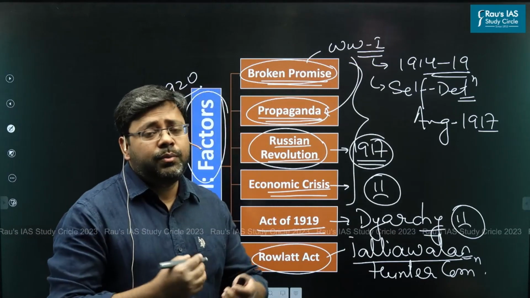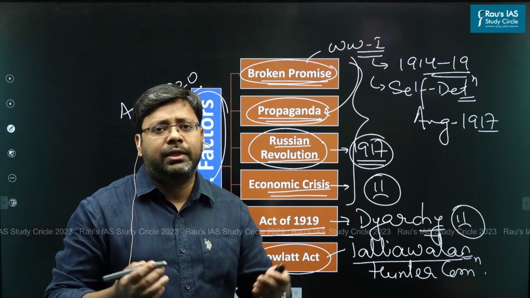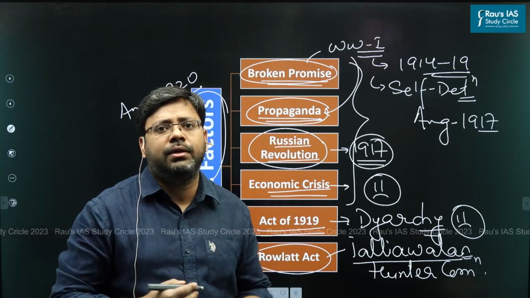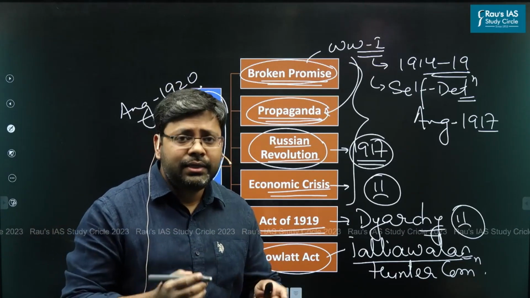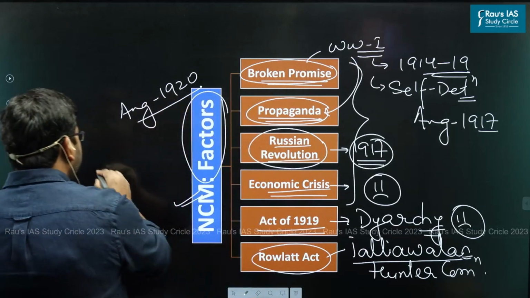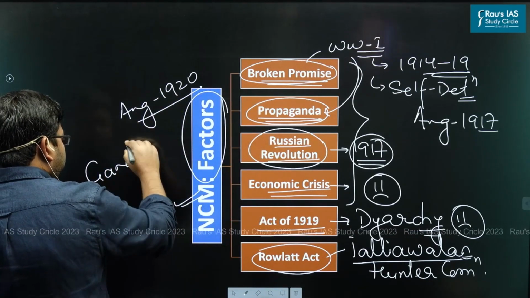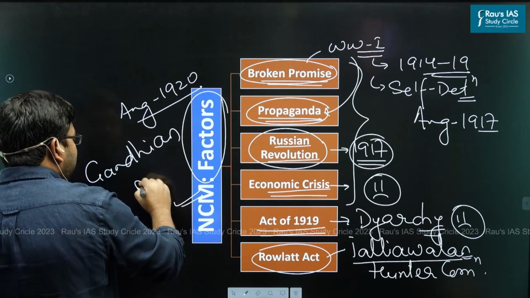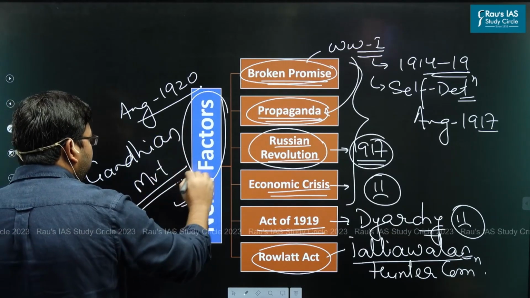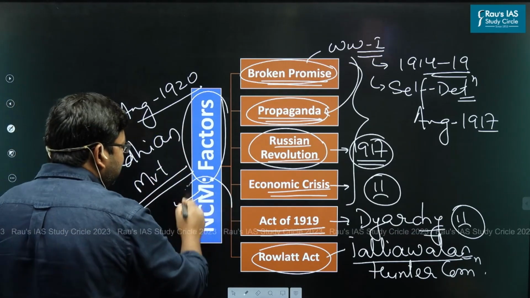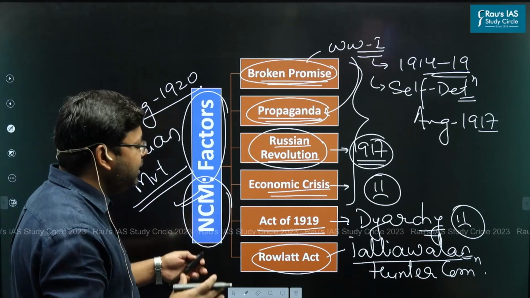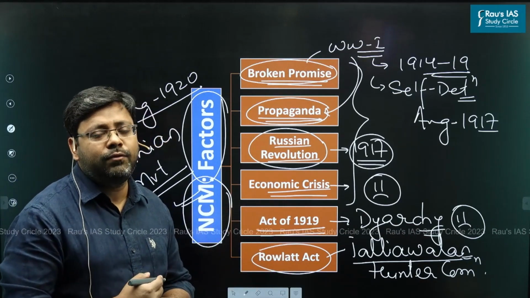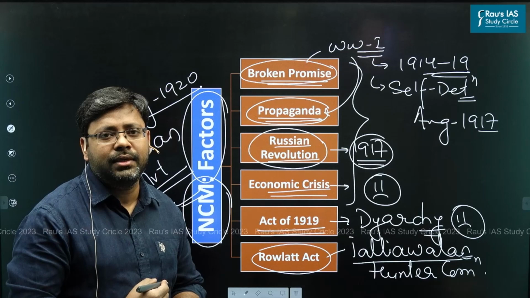So now the people were very angry. There was a lot of political churning and there was a lot of economic crisis. And at this stage, you will find that the Gandhian movement led us toward the era of mass movement, that eventually led to the first all-India big mass movement in the form of the non-cooperation movement.